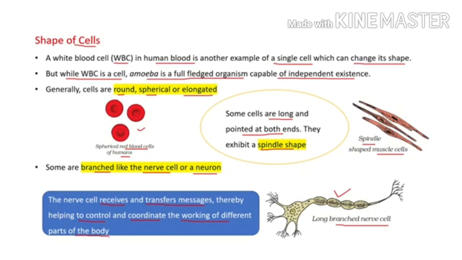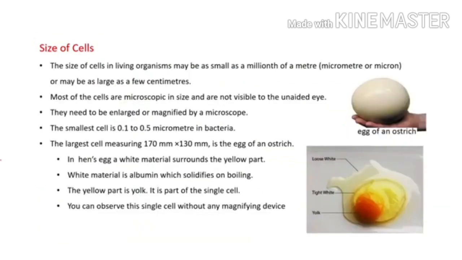Dear students, nerve cells help in control and coordination in the body. Size of the cells in living organisms may be as small as a millionth of a meter, that is a micrometer or micron, or may be as large as a few centimeters. Most of the cells are microscopic in size and are not visible to unaided eye. That means without microscope we can't see them. They need to be enlarged or magnified by microscope.